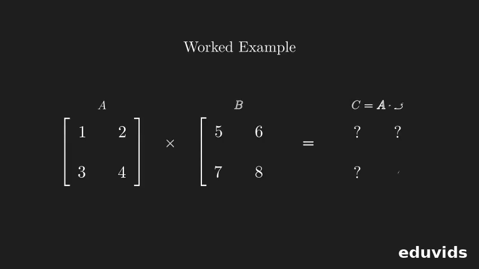For example, let's multiply a 2 by 2 matrix A by another 2 by 2 matrix B. Matrix A has rows 1, 2, and 3, 4. Matrix B has columns 5, 7, and 6, 8.